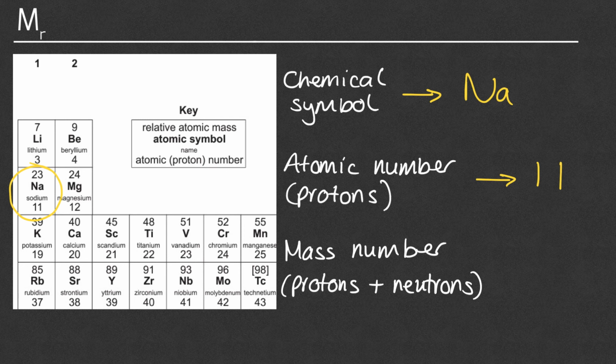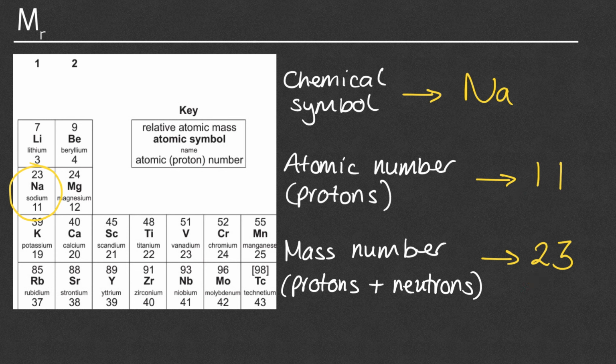For the AQA periodic table, the number above the atomic symbol is the relative atomic mass, or the mass number, and this is the number of protons and neutrons added together. So for sodium, this number is 23, which means in total, sodium has 23 protons added to neutrons. Now we know sodium has 11 protons, so that must mean it has 12 neutrons to take the total of both of those up to 23.